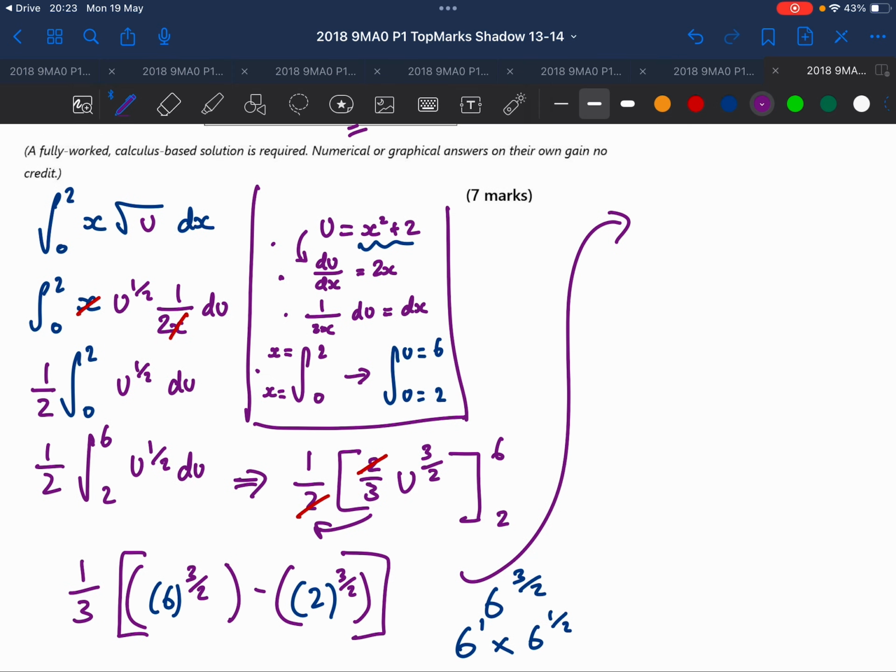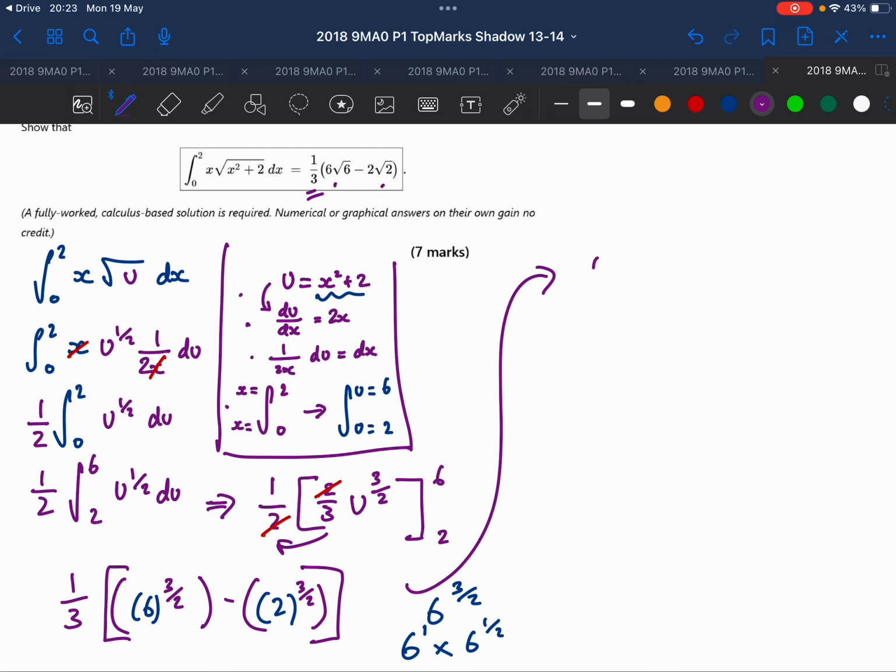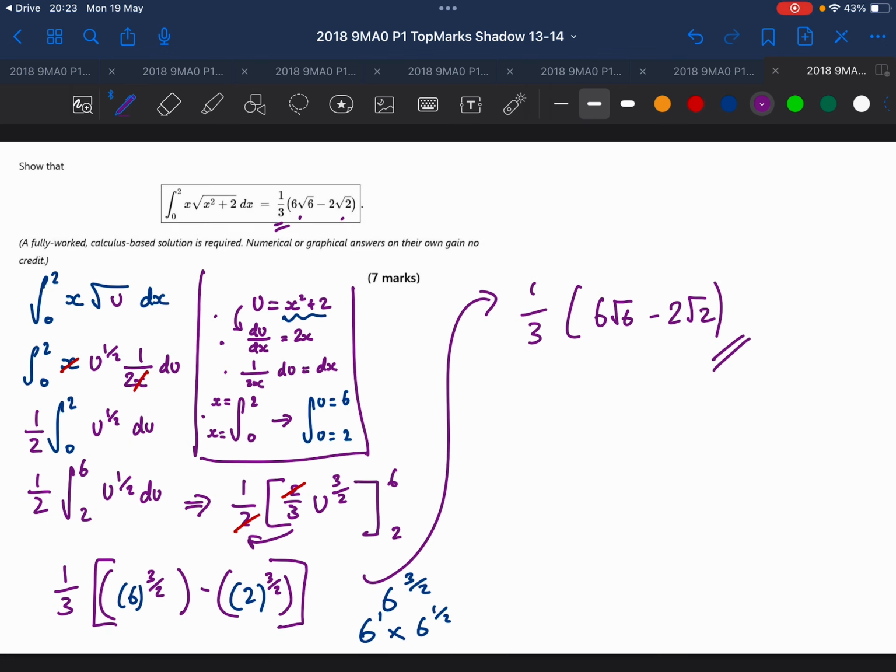So I think we can just say our final answer here. I think we can just say this is 1/3 of 6 root 6 minus 2 root 2, as they have required us to do. So a substitution question for that one.